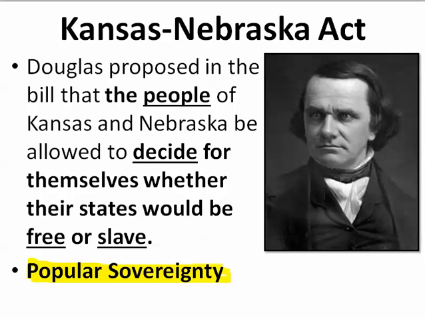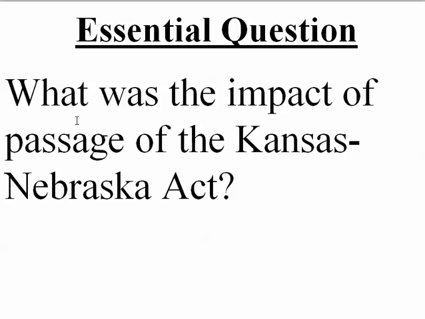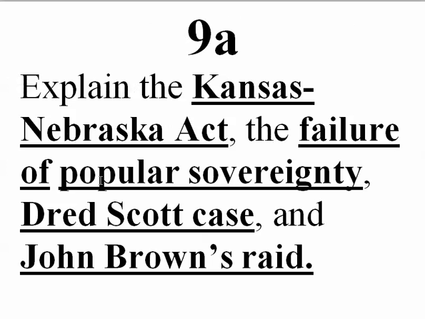All right, so here's an essential question we might have. What was the impact of the passage of the Kansas-Nebraska Act? Because if you look, there's a second thing we have to talk about here. Explain the Kansas-Nebraska Act, comma, the failure of popular sovereignty. So popular sovereignty, this idea is going to fail just like the 36°30' line is going to fail. Popular sovereignty is also going to be a failure, and it's going to lead us to war, the Civil War.